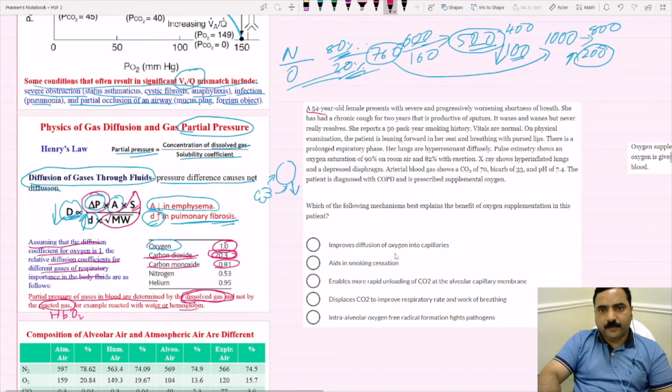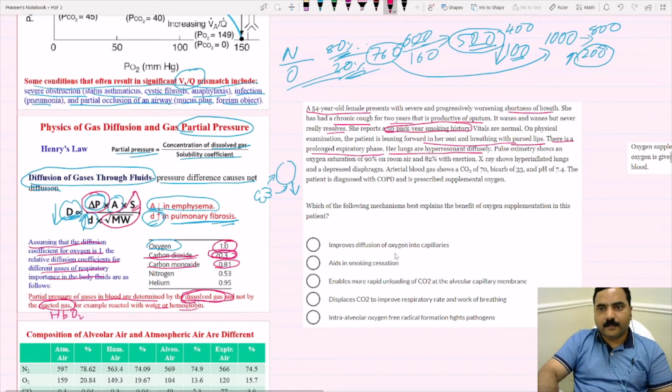A 54-year-old female presents with severe and progressively worsening shortness of breath. She has had a chronic cough for 2 years that is productive of sputum. It waxes and wanes but never really resolves. She reports a 50-pack year smoking history. Vitals are normal. On physical examination, the patient is leaning forward in her seat and breathing with pursed lips. This is one of the important indications for obstructive conditions. There is a prolonged expiratory phase, because her expiration is very difficult, so she's trying to do a prolonged expiration.